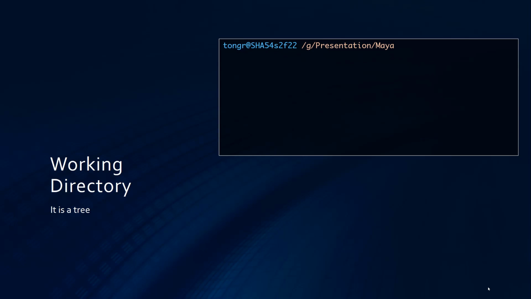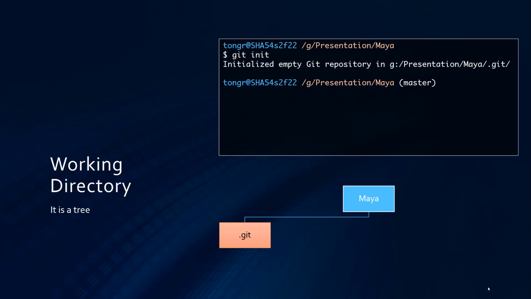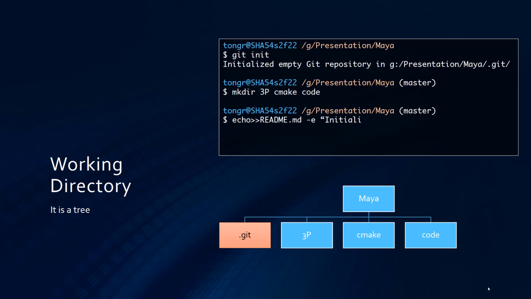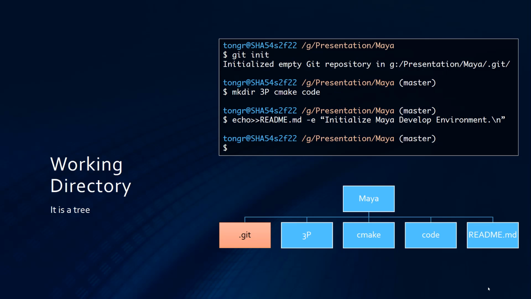First, you need to initialize the Git repository. Here, we make Maya our root directory. Simply typing git init will initialize the repository. Now we can see the .git folder. And then we make three folders. Also, we write a new file named readme.md. We write "initialize Maya development environment" into this file.